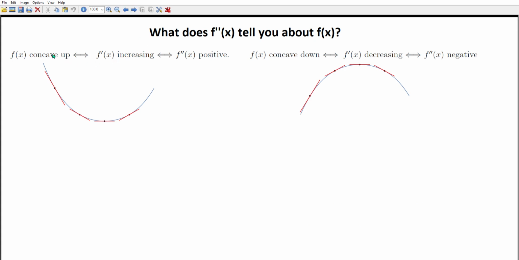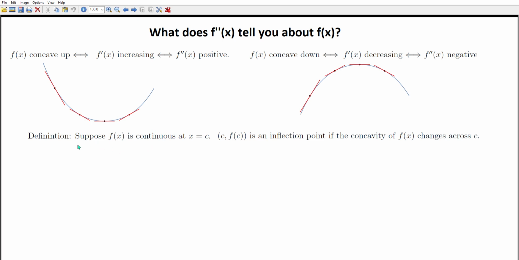And now when we combine them, we get the following. F of x is concave up exactly when f prime is increasing, exactly when f double prime is positive. And f of x is concave down when f prime is decreasing, exactly when f double prime is negative. So reading here, f double prime positive, concave up, f double prime negative, concave down.